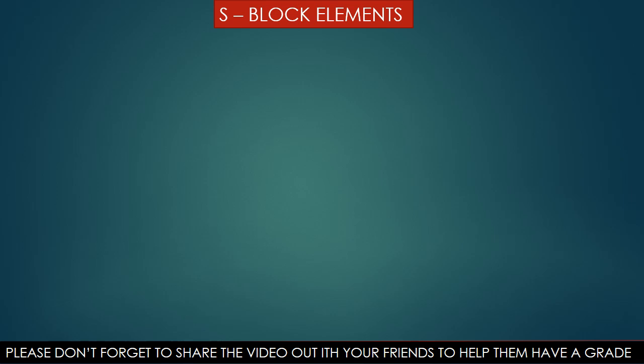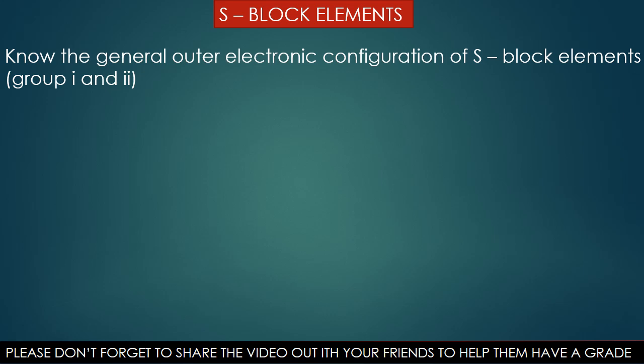They are so called S block elements because their outer electronic configuration is found in the S orbital. That's why we call them S block elements. So friends, you should know the general outer electronic configuration of the S block elements, for group 1 and group 2. It's very important, because if a question is to come on S block elements, like I said initially, you must always have it.